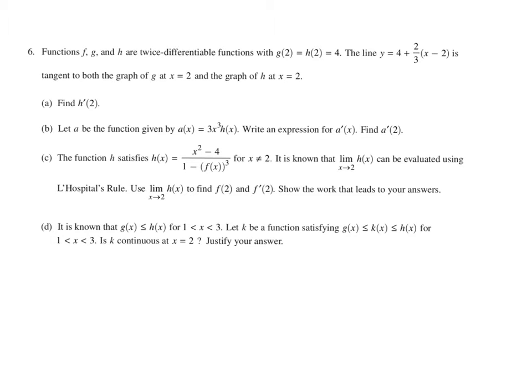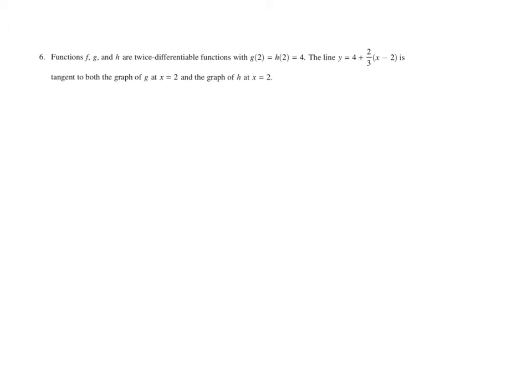So I'd like to go over question 6 from the 2019 AP exam. If you haven't already, please pause the video, try the problem. So for this problem, they tell you g of 2 is equal to h of 2, which is 4. They also give you a tangent line, so that's tangent at x equals 2.